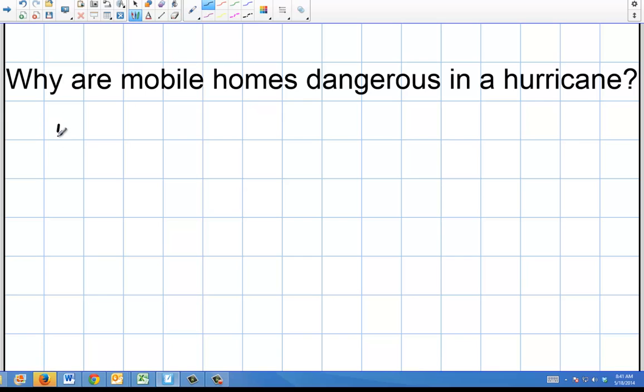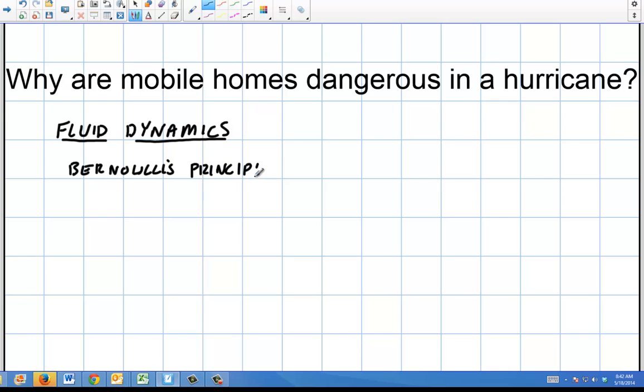So what is fluid dynamics? Well, fluid dynamics is dealing with the motion of air, or a fluid. In this case, air is the fluid, dynamics is the motion. And we're going to deal with something called Bernoulli's principle. Bernoulli's principle is important because it's what allows an airplane wing to get lift.